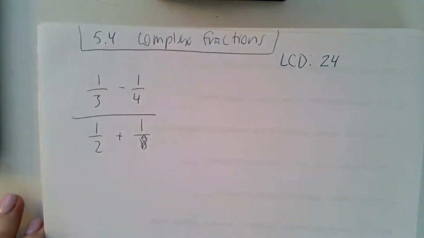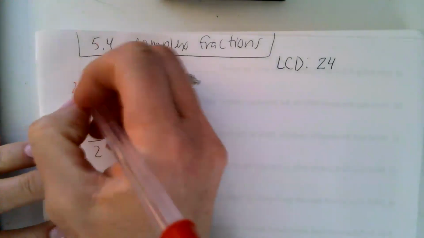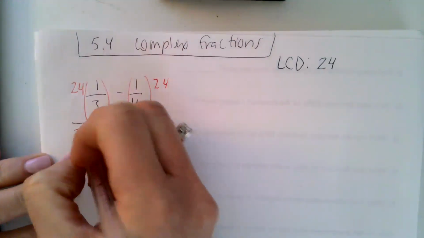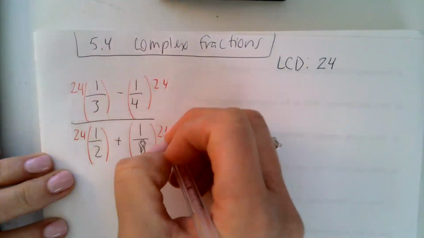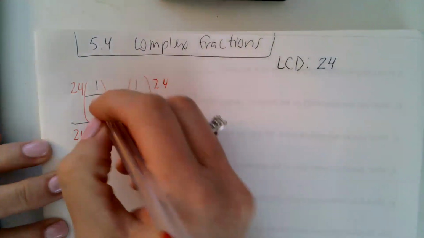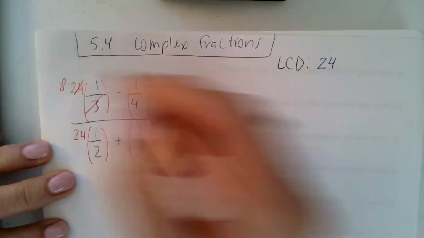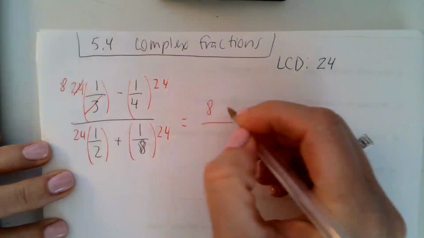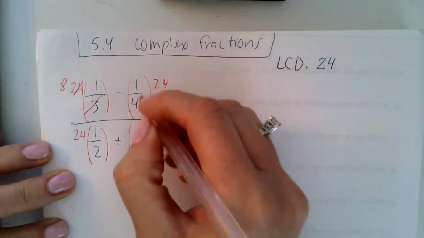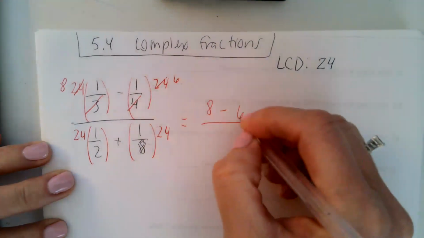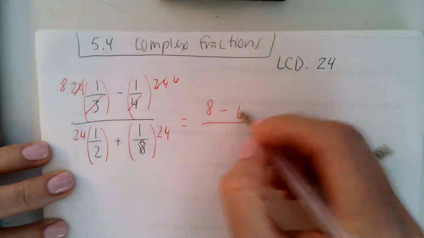So I'm going to multiply each of these fractions by 24, in hopes to eliminate the four fractions themselves. So 3 can go into 24 8 times. So we have 8 times 1 is 8. And 4 can go into 24 6 times. So we have 6 left. So 1 times 6 is 6. And that simplifies to 8 minus 6 is 2.